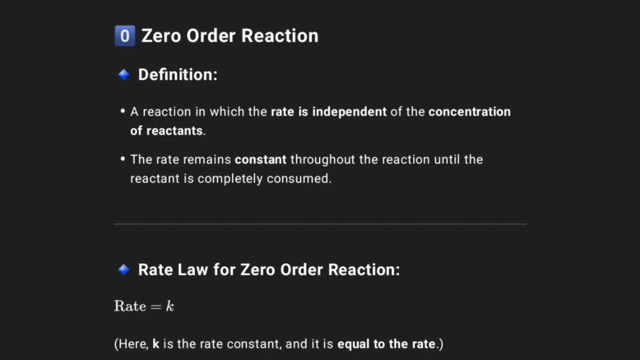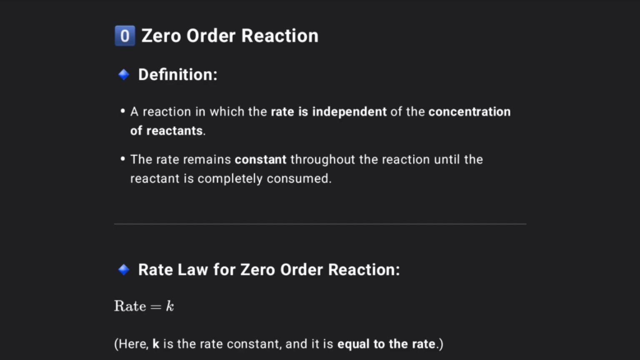Zero order reaction. Definition: a reaction in which the rate is independent of the concentration of reactants. The rate remains constant throughout the reaction until the reactant is completely consumed. So the rate law for zero order is rate = k. Here k is the rate constant and it is equal to the rate.